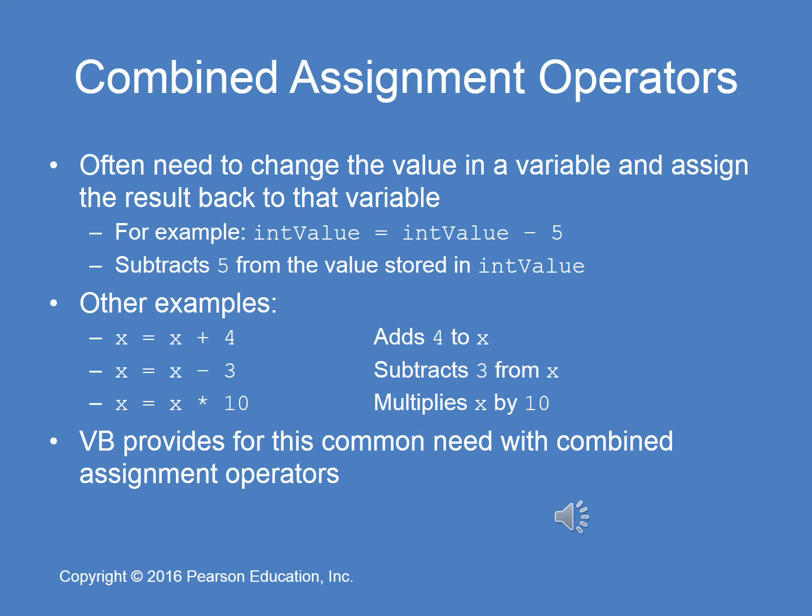Let's just assume intValue is 10. So 10 minus 5 will yield 5, and that will be assigned back to intValue. So intValue will have a new value. Other examples: x = x + 4, x = x - 1. In counters, if you're decrementing the counter, if you start at 10 and the counter is called intCounter, you want to subtract 1 each time until it goes to 0. We're going to get into that ad nauseum moving forward. The next slide will show you how to do this in an abbreviated statement or a shortcut.